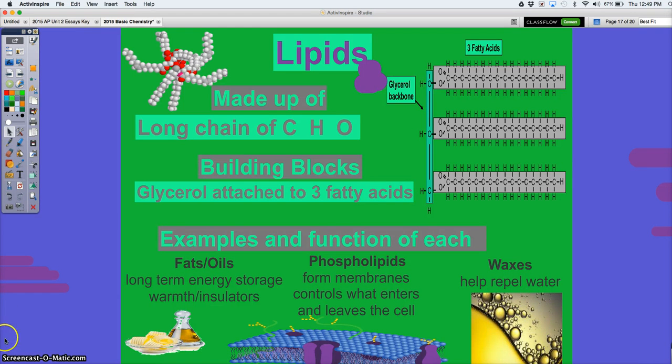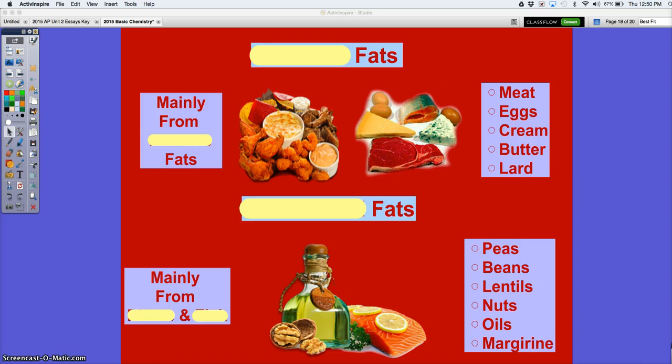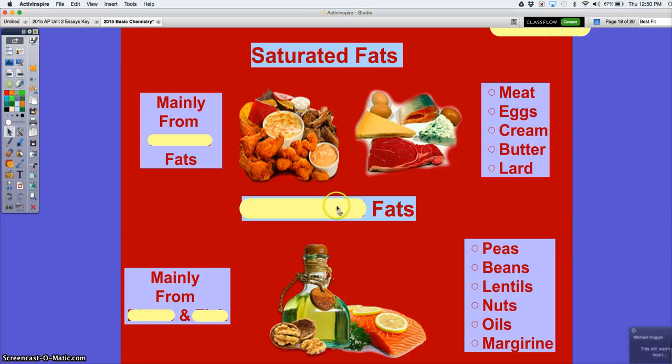Good. I want you to be able to become familiar or associate the 2 major groups of fats. One consists of meat, eggs, cream, butter. The other ones is like virgin oils, peas, beans. Anybody know what the difference is? Saturated. Which is which? Saturated is beans. Good. And unsaturated. All right.